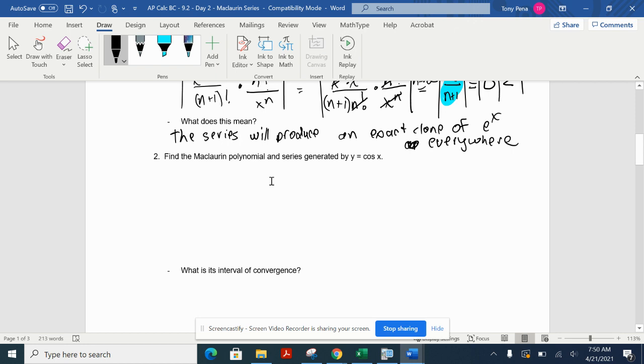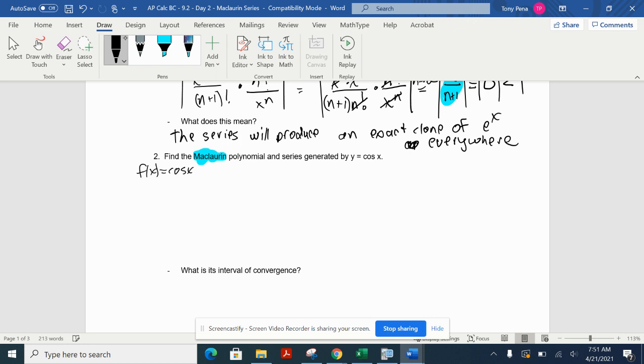All right, so number 2. Let's find the Maclaurin polynomial and series generated by y equals cosine. Notice this time I don't tell you where you're centered. The reason I'm not telling you where it is centered is because when I use the word Maclaurin, it is telling you that you're centered at 0.